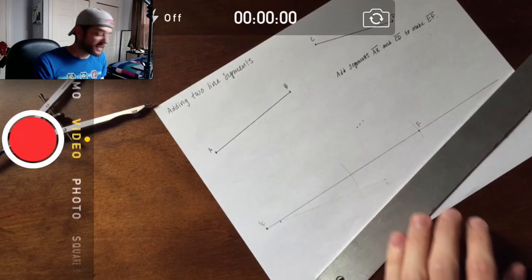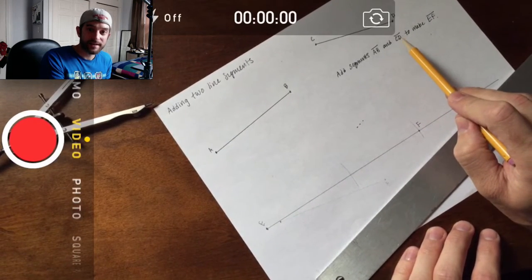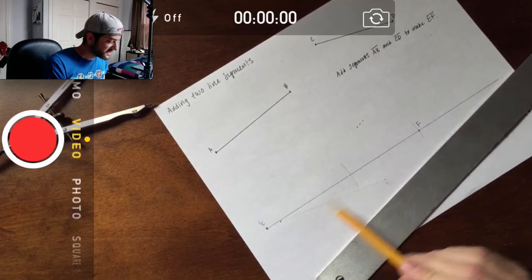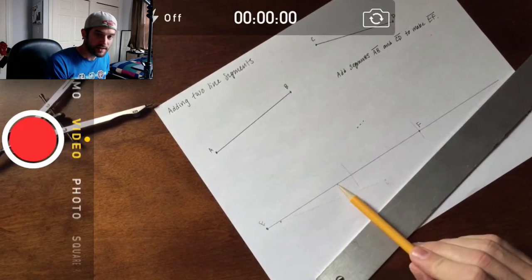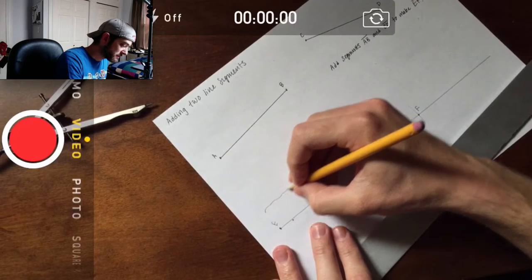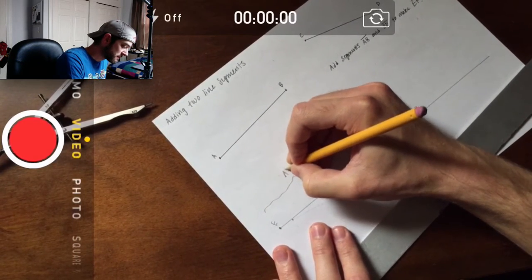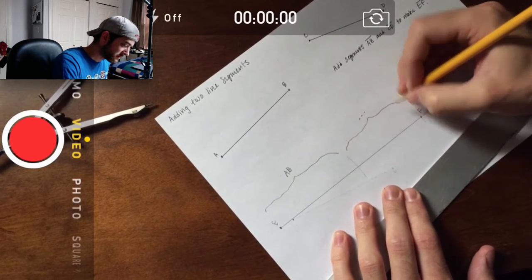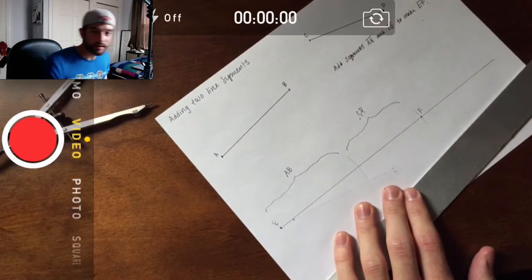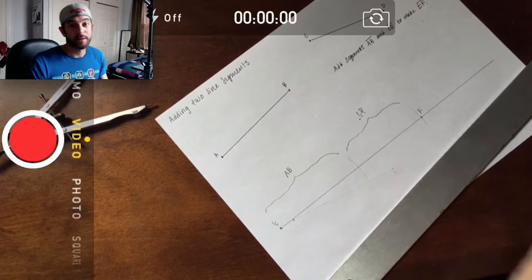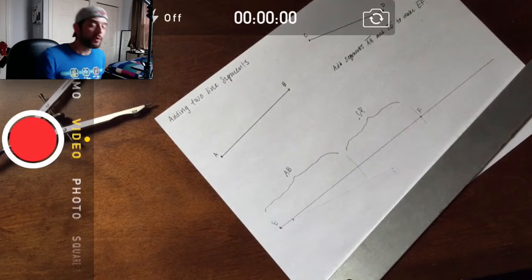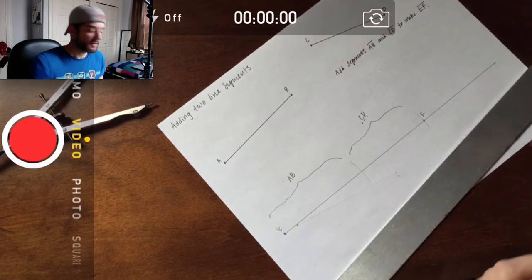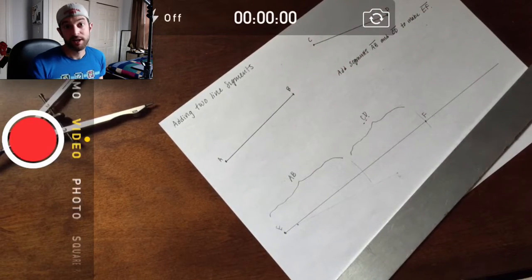Because remember, the directions said to add line segments AB and CD to create EF, and that's what we've done. This distance here is the distance of A to B, so that's AB, and this distance here is CD. And the total distance makes up EF. So that's one application of using the copying a line segment construction, which is basic construction number 1.